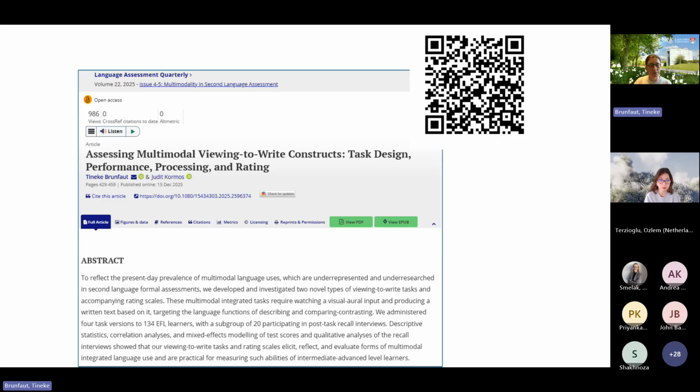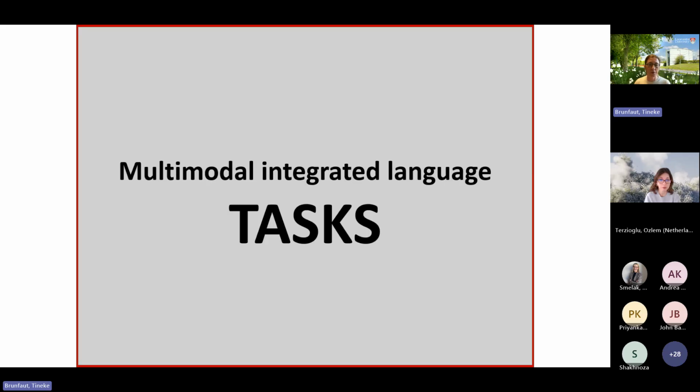Testing multimodal integrated language use. So first of all, we need some sort of device to elicit that kind of performance. So typically we look at task development. And as with any project, we couldn't do it all, so we had to narrow things down.